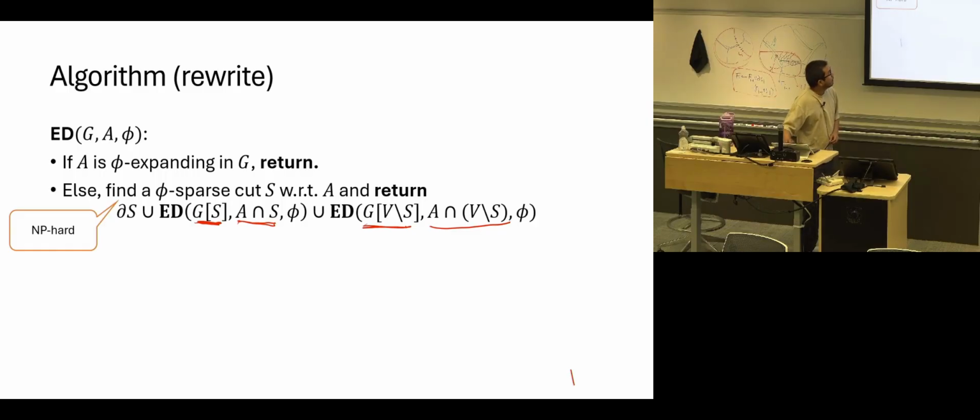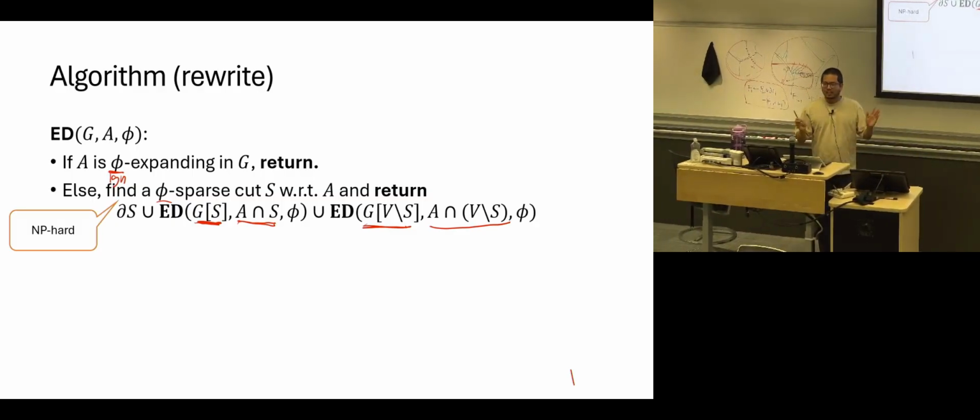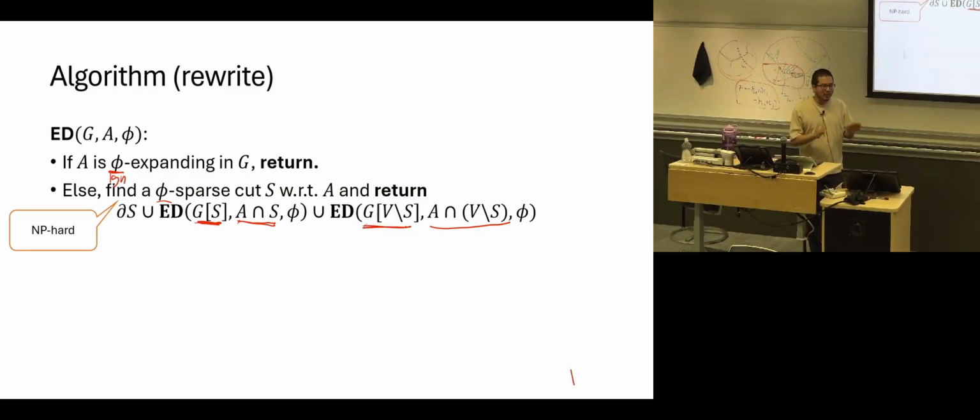In poly time, you can instead say that either A is phi expanding or you find a phi log n sparse cut. Or in other words, I can conclude that A is phi over log expanding or phi sparse. So the log n can be here or can be here. So that's polytime. But now we know how to relax this a bit further and make it almost linear time. How to do this?